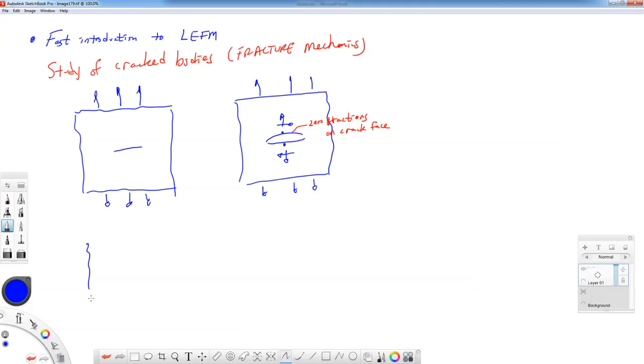So what we're gonna look at is a situation where we have a cracked body and we have stresses that are in these two directions. So the far field stresses would be sigma x a long way away from the crack would be equal to sigma, and sigma y a long way away from the crack would be equal to sigma.